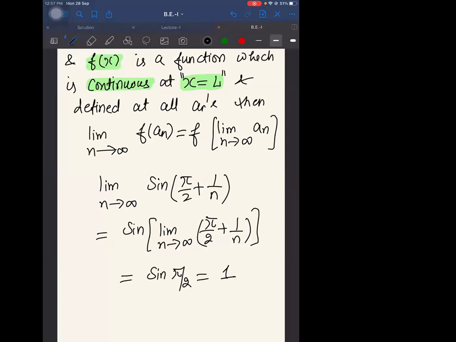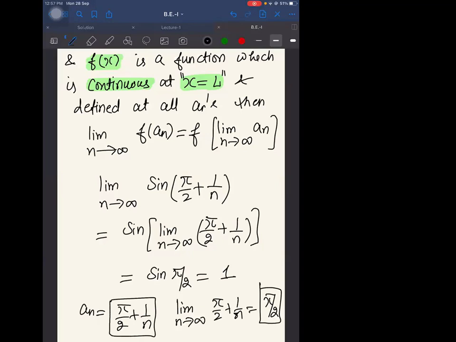So what is f and L here? f is just a function, and L is the limit of the sequence. Let's say this is our sequence: an is pi by 2 plus 1 by n. If you take limit n tends to infinity, it will become pi by 2. So this is your L over here, and this is your an, and your f of x is sin x. Now, can you see the things now? Yes, sir.